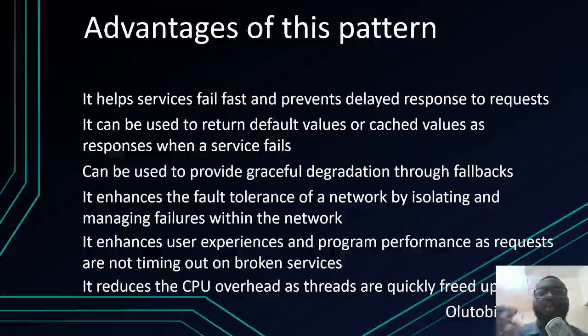Now, you can use it to provide graceful degradation so that you do not have cascading failures in your network. You use it to provide graceful degradation in that the error is gracefully handled in the service and you do not have errors propagating through service after service. So you can use it to provide graceful degradation of a service through fallbacks, like we said, either through a default value or through a cached value. You use it to enhance the fault tolerance of a network by isolating and managing failures within the network. That is what a circuit breaker does.